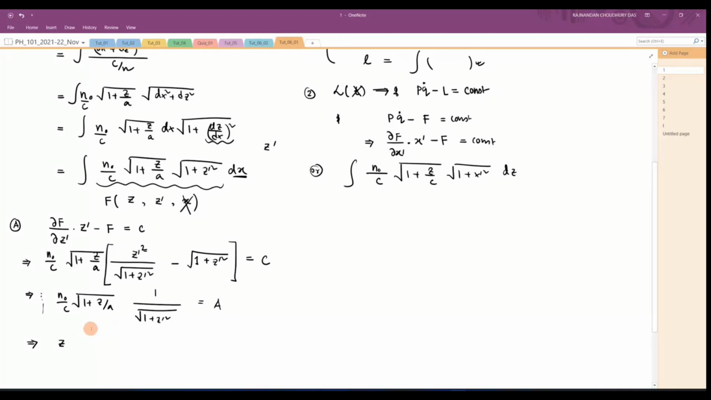Will you guys need, can you solve it? Sir, actually I got the integral but couldn't solve it. Could you solve it? Okay.